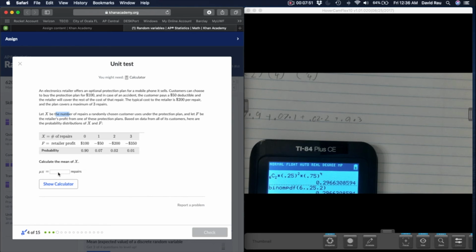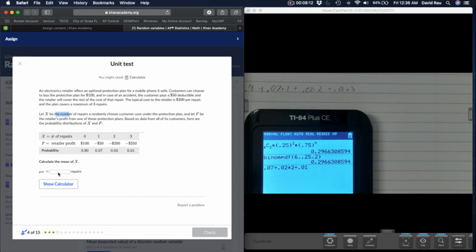Oh, and I dropped my reference sheet. 0 times 0.09 is just 0, so also 1 times 0.07 is just 0.07, so now I'm going to start actually calculating. Plus 0.02 times 2 plus 0.01, sorry I wrote that kind of sloppy, times 3, and I get 0.14.